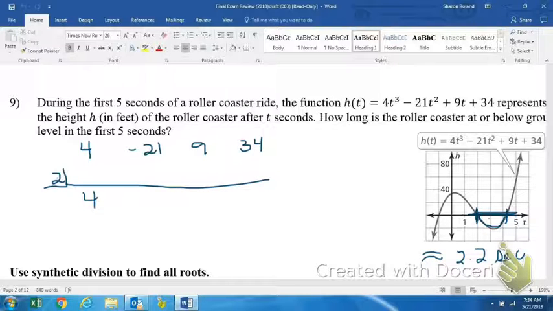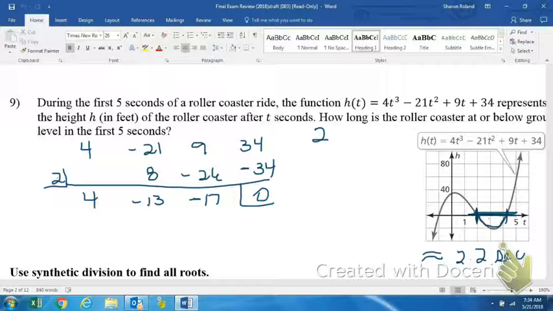2 times 4 is 8. Combine these and you get negative 13. 2 times negative 13 is negative 26. Combine these and you get negative 17. 2 times negative 17 is negative 34. And your remainder is 0. Because your remainder is 0, you know this is a legitimate 0. So at 2 seconds is where it starts.